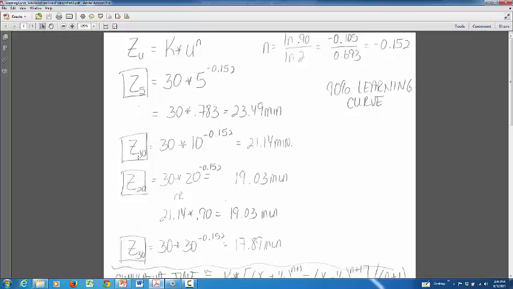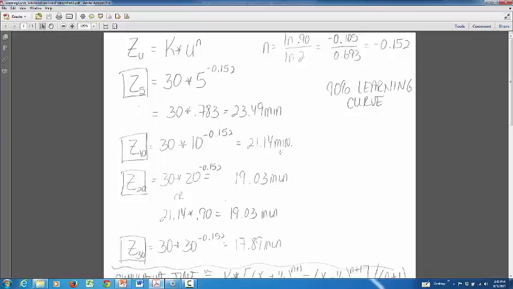We can also, there's something called the doubling effect that I want to show you here. We can find out the time for the 10th unit in the same way. It's the time for the first unit, 30, times 10 raised to the negative 0.152, which is the log of 0.9 divided by log of 2, is 21.14.